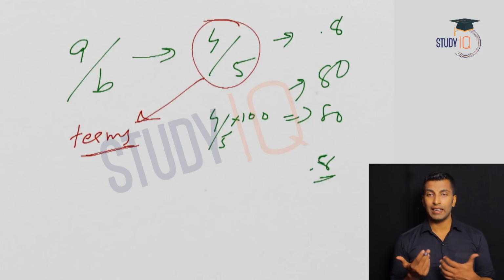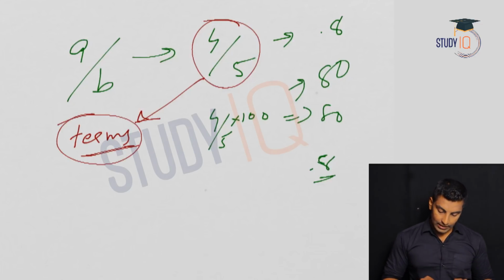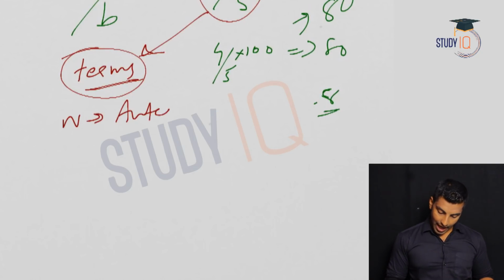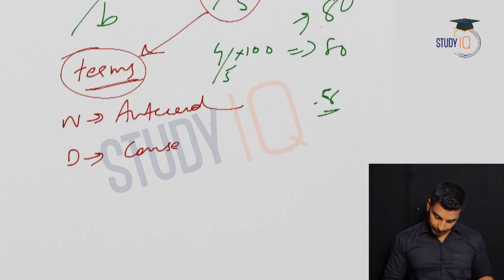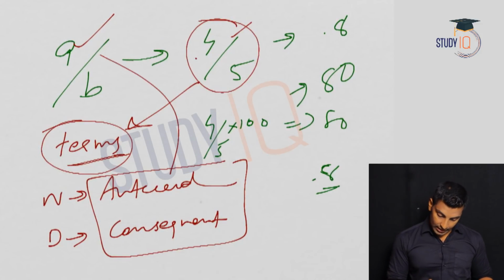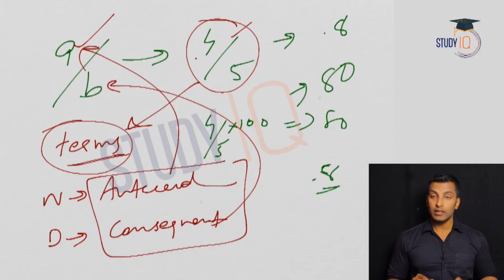Now let's understand the words which are involved. Terms of the ratio means the numbers which are involved, 4 and 5, here a and b. The numerator in the ratio is called the antecedent, and the denominator is called the consequent. So antecedent and consequent: here, if you see, a is the antecedent and b is the consequent. So the consequent is the denominator, and the antecedent is the numerator.